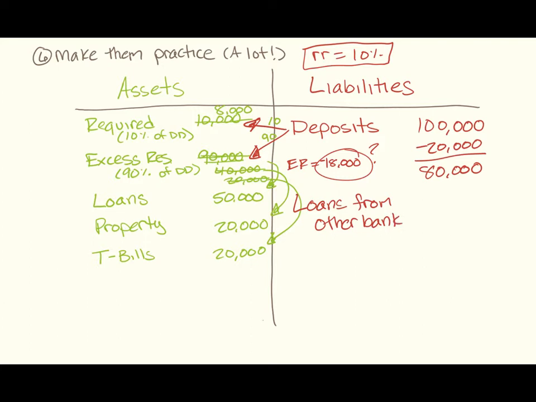And in order to cover this withdrawal, they'll now need to take out $18,000 in loans from another bank. Students need to know that because this isn't a deposit, that $18,000 loan will go into excess reserves at a rate of 100%. So all $18,000 is going to go into excess reserves, and those excess reserves will immediately be paid back out to the withdrawer of the cash. So they're going to be able to give this person back their $20,000, and everybody's happy.